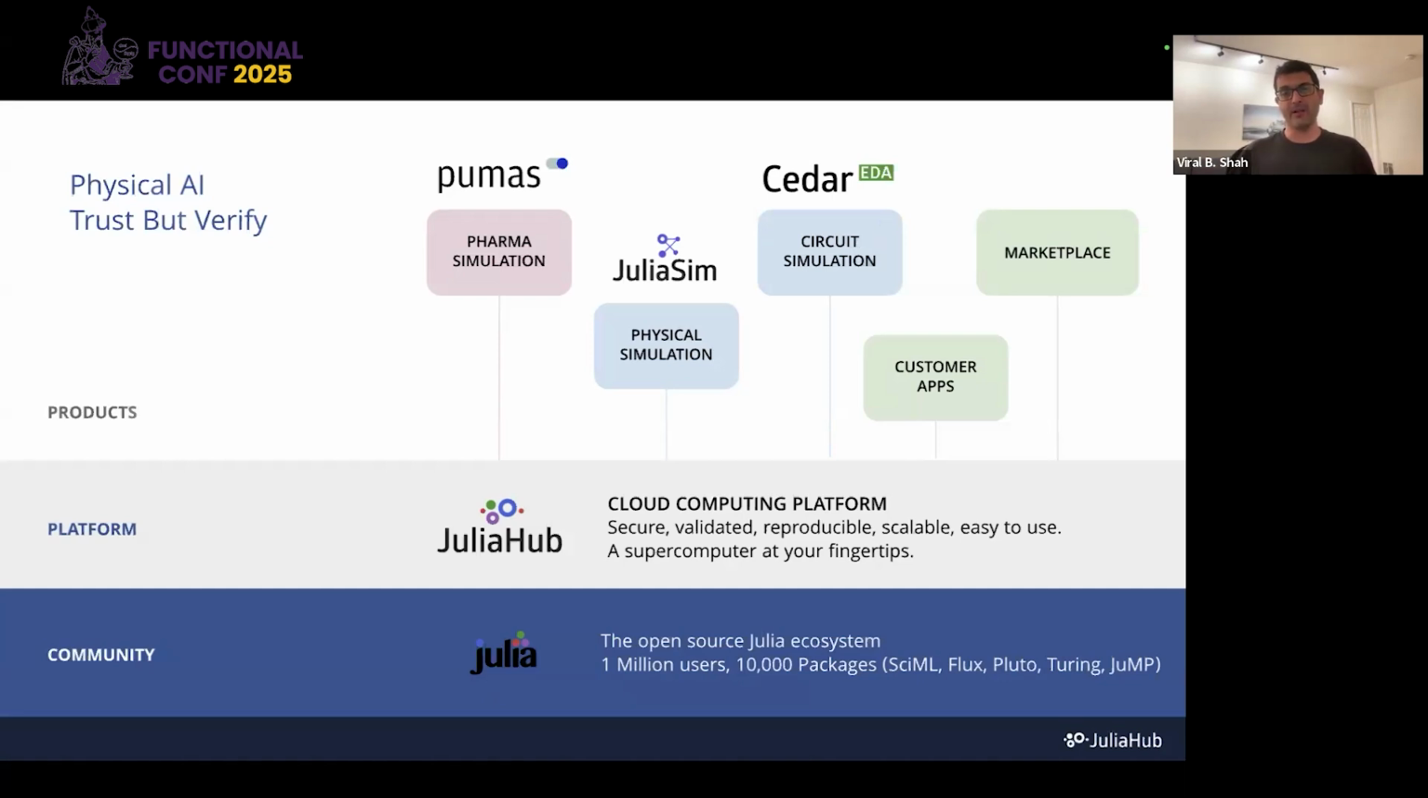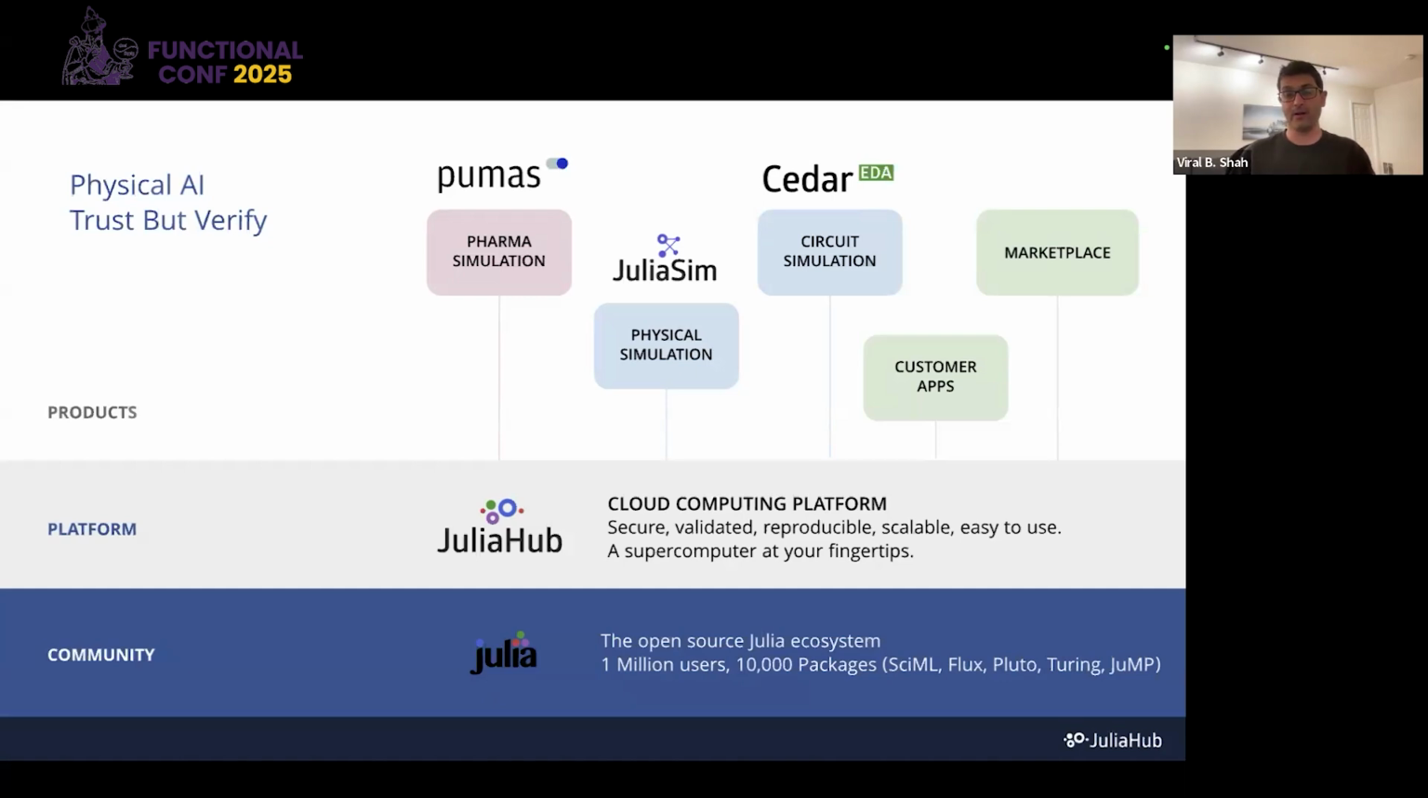But we as a company always started our work on Julia not just to build a programming language, but to really make an impact on the world of science and engineering. And over the years, as we spoke with our customers, we realized that we needed to build vertically integrated products across a number of different simulation domains.